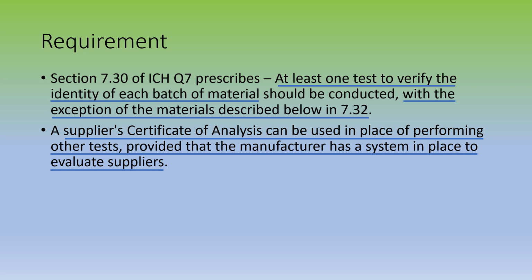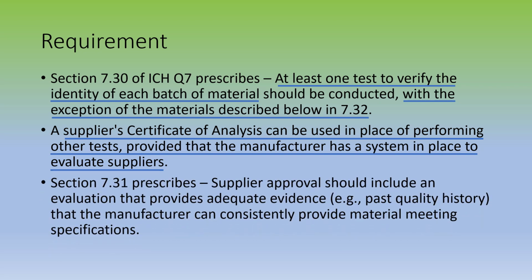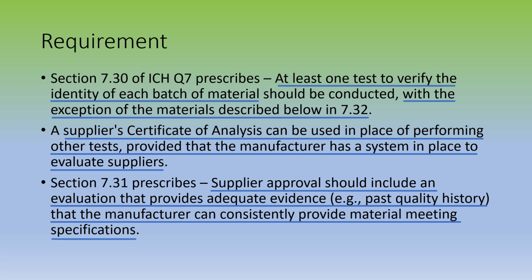A better way of supplier evaluation is carried out by physical inspection of the site of manufacture for checking the GMP compliance levels. Section 7.31 prescribes supplier approval should include an evaluation that provides adequate evidence, example, past history, that the manufacturer can consistently provide material meeting specifications.